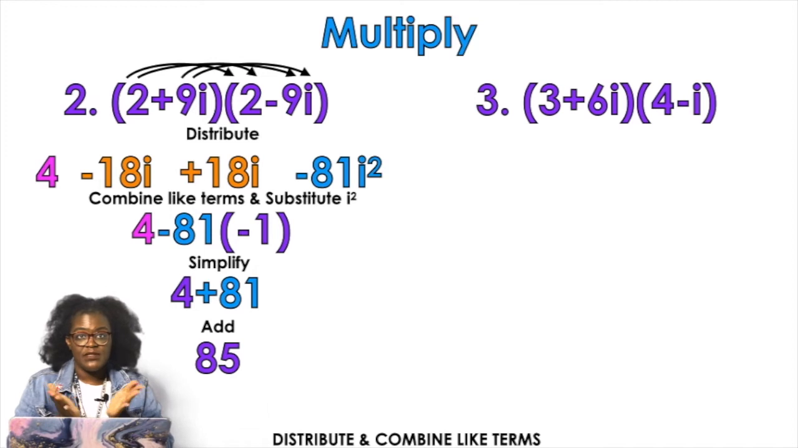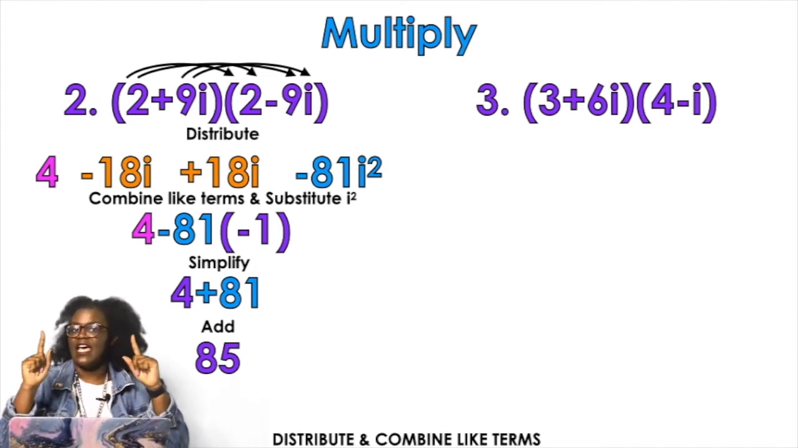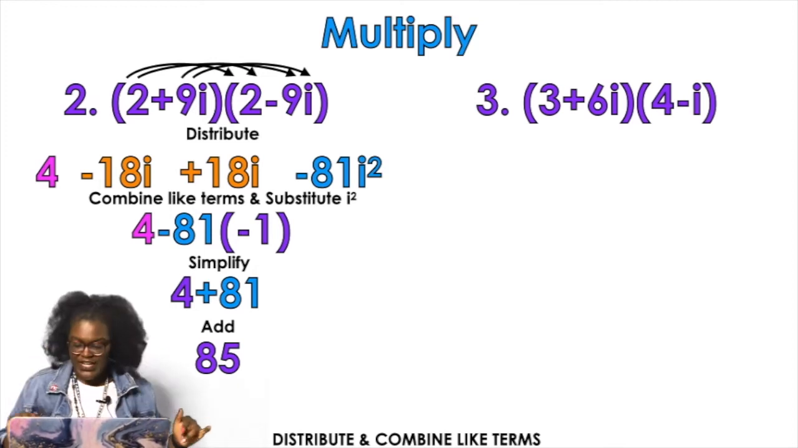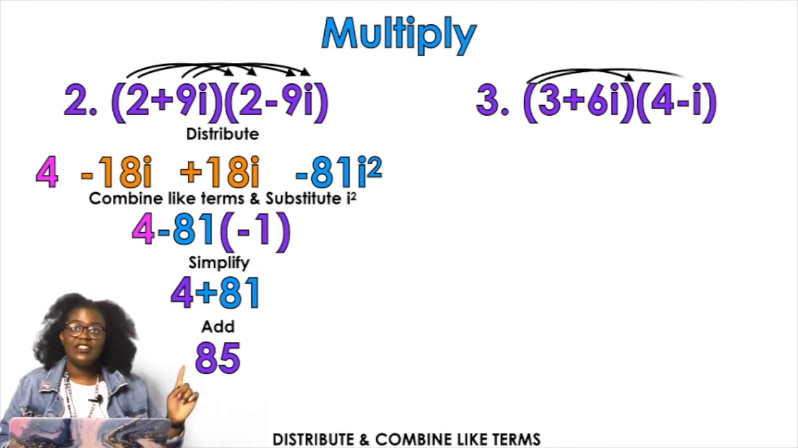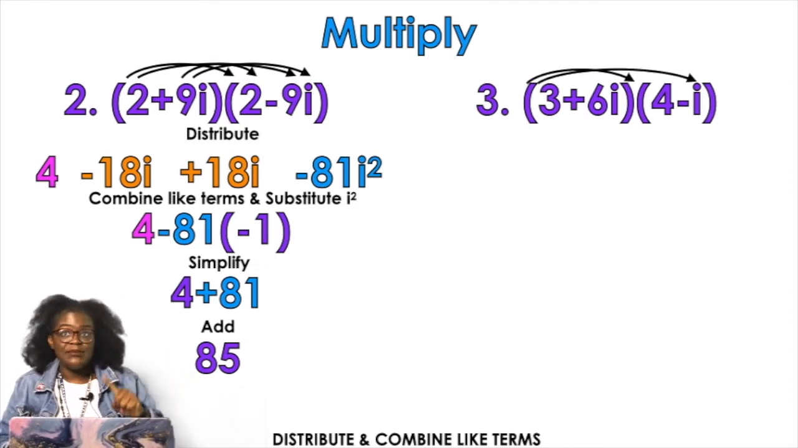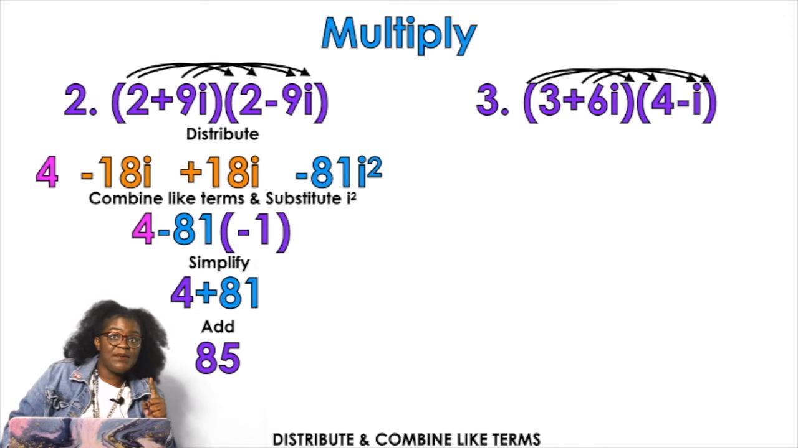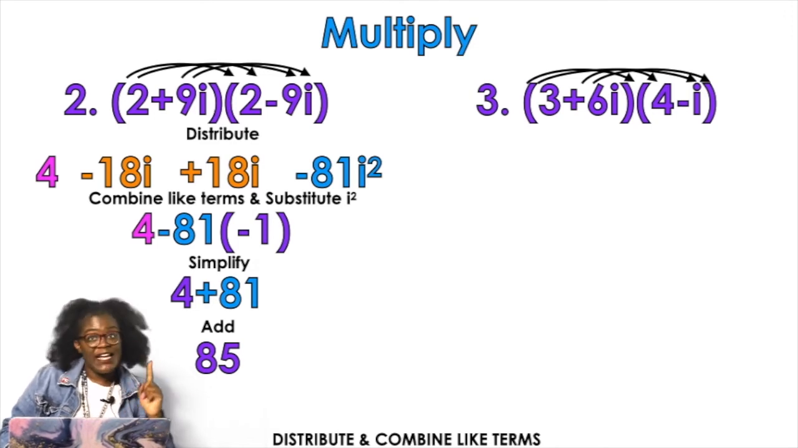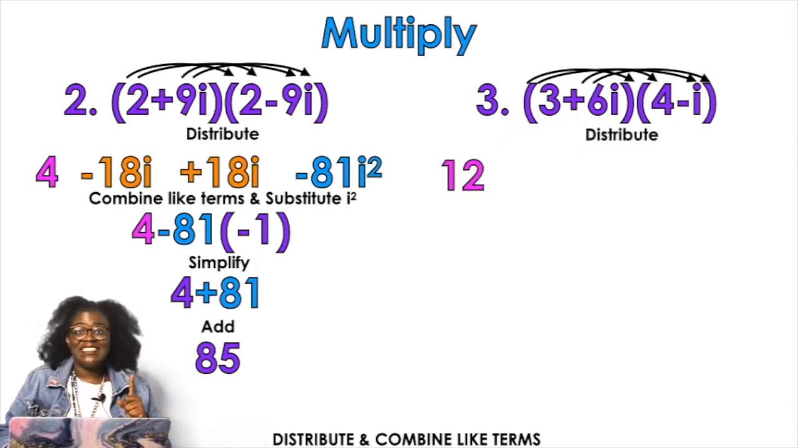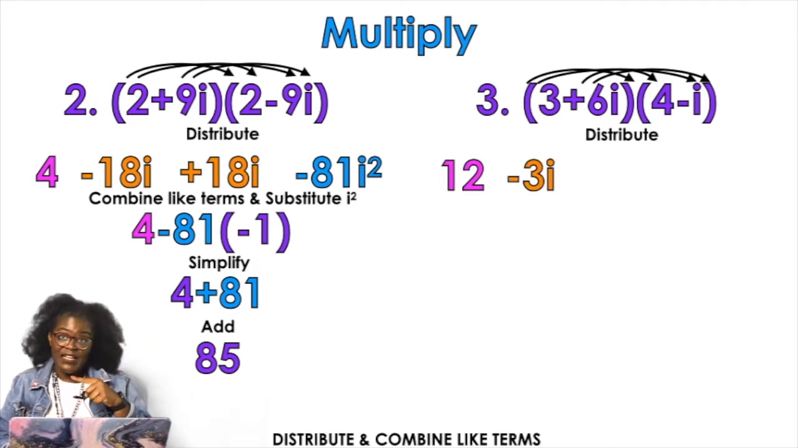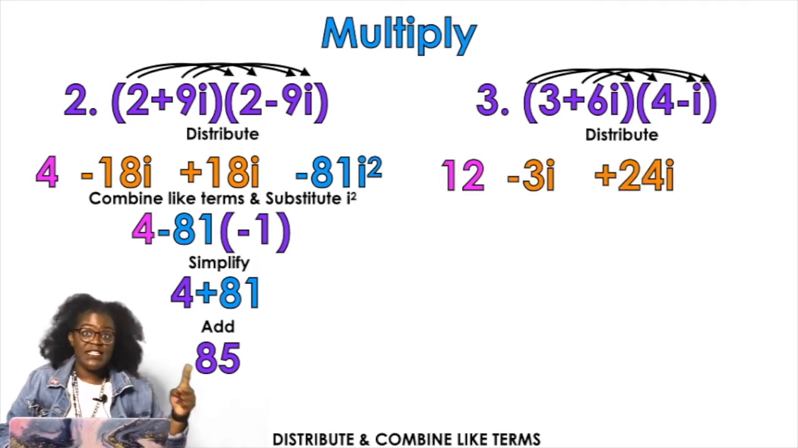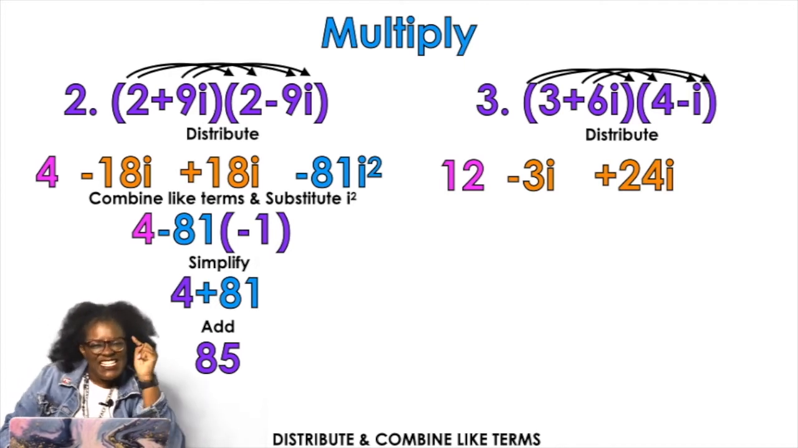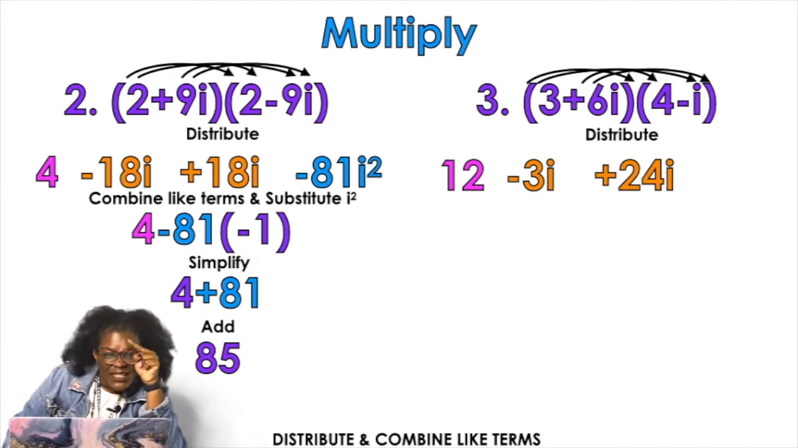It'll be that way sometimes. Sometimes. Let's try that next one. We got to distribute. 3 times 4, 3 times negative i. And then 6i times 4 and 6i times negative i. So that is going to give us 3 times 4 is 12. 3 times negative i is negative 3i. 6i times 4 is positive 24i. And then 6i times negative i is going to give me negative 6i squared.